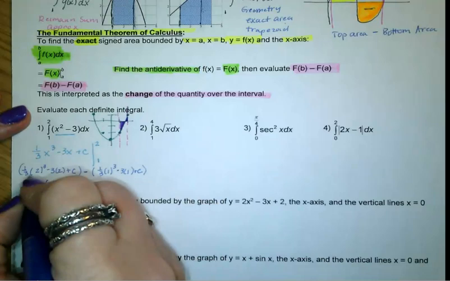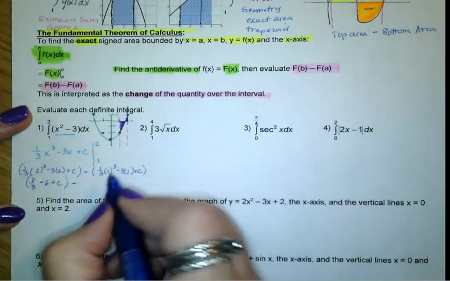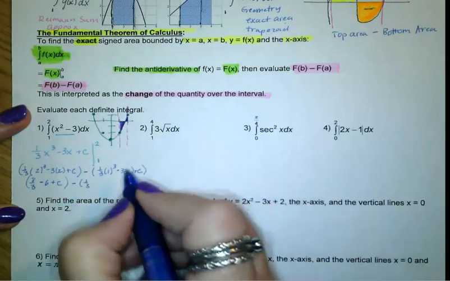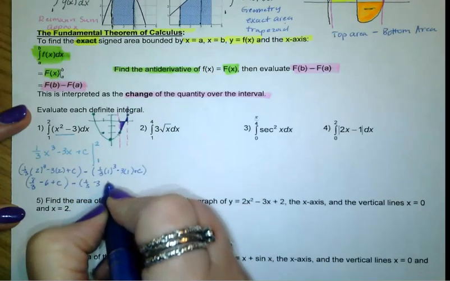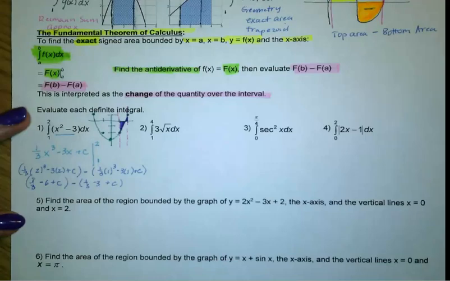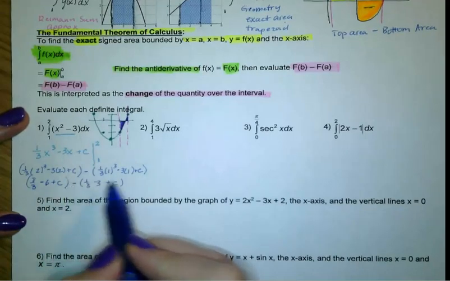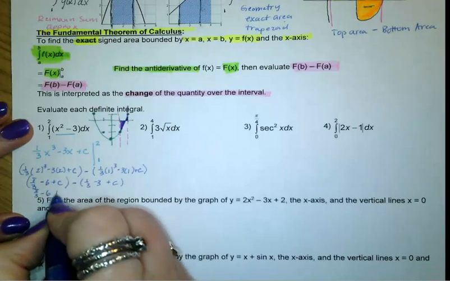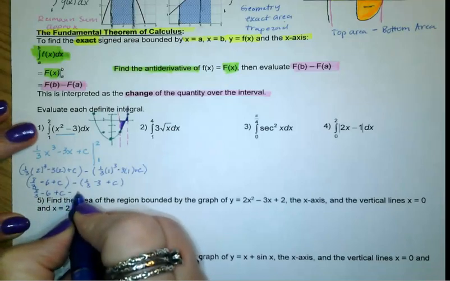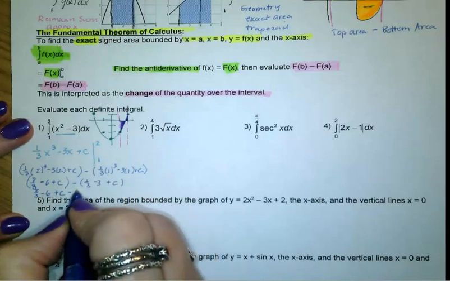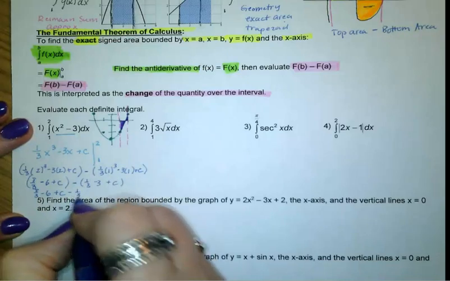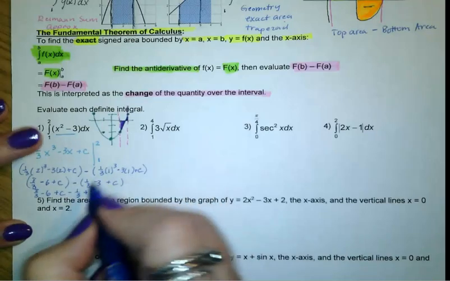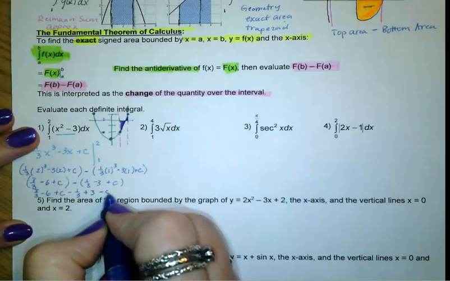And then I'm going to subtract. And so I'm going to have 1 cubed is 1 times a third is 1/3. And then a minus 3 and a plus c. So in order to be able to combine these together, I need to distribute that negative through. So I'm going to have 8 thirds minus 6 plus c minus 1/3 plus, change that sign when I distribute through, plus 3. And then I'm going to have a minus c.